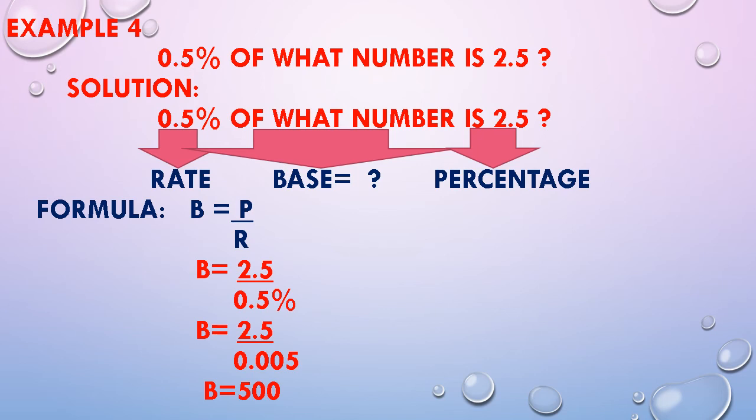So we are going to change to decimal, which is 5 thousandths. So 2 and 5/10 divided by 5 thousandths. So the answer is 500. So the base is 500.